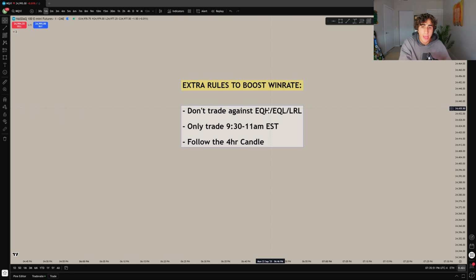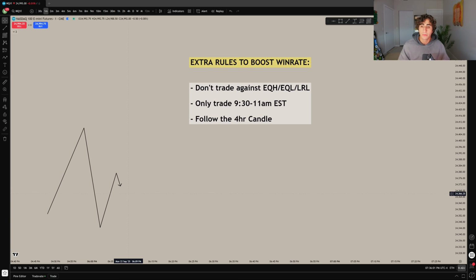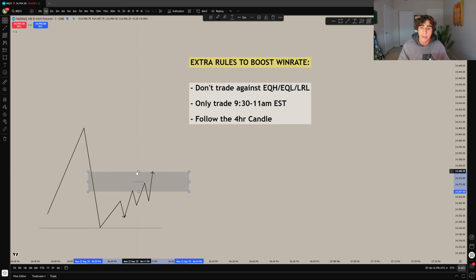All right, so the first rule I have in play is don't trade against equal highs and equal lows and low resistance liquidity. Okay, what do I mean by that? Let's say we have everything we want to see happen, right? And then we have our manipulation, right? We have this move. If there are equal highs here, or sorry, equal lows here, or let's say we end up generating low resistance liquidity at our stop loss here, before actually having our inversion FVG, then this is going to be an invalid setup. This is not going to be a valid inversion FVG because we have low resistance liquidity at our stop loss, right?